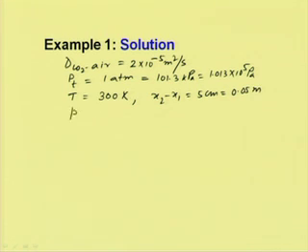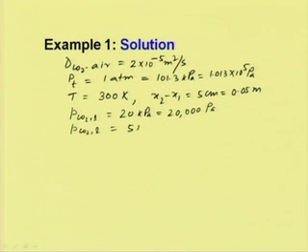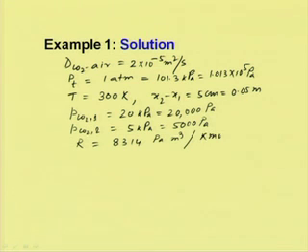Partial pressure of CO2 at point 1 is 20 kilopascal, which is equal to 20,000 Pascal. Partial pressure of CO2 at point 2 is given as 5 kilopascal, which is 5,000 Pascal, and R is known to us, 8314 in SI unit, Pascal meter cube per k mole Kelvin. And then we have to calculate the PBM.